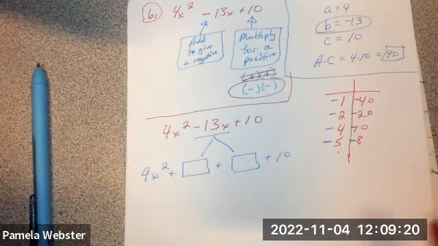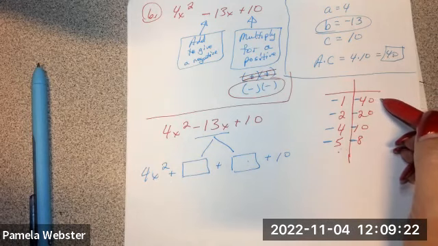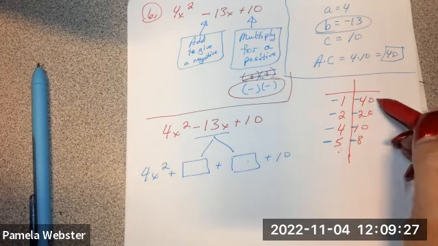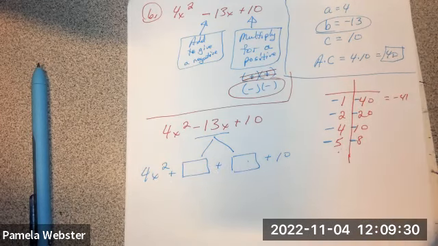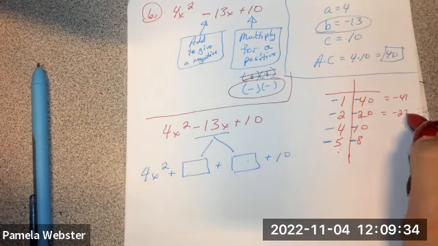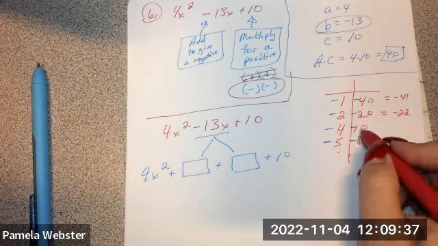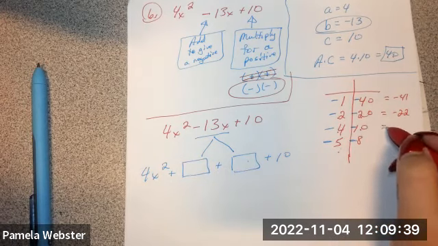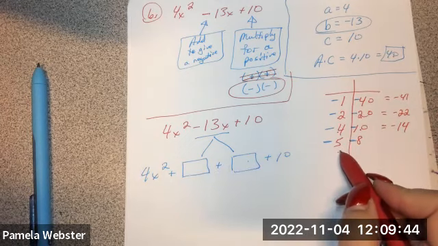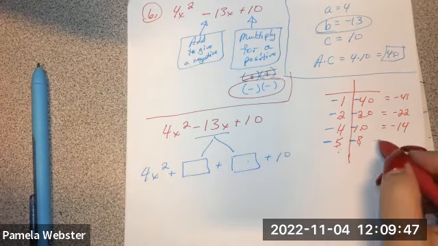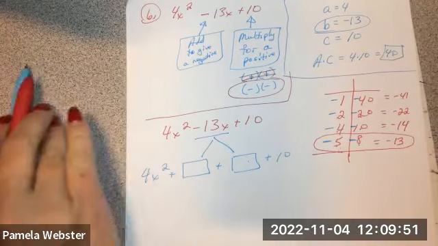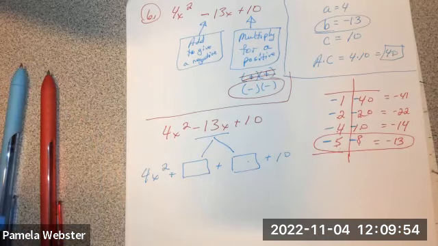As I'm looking, when they're both the same sign, I just add. So -1 plus -40, that's a -41. That's not it. -2 plus -20, that's a -22. -4 plus -10, that's a -14. We're getting close, but not quite. Hopefully this one works: -5 and -8, yep, that's -13. This is the pair I need.